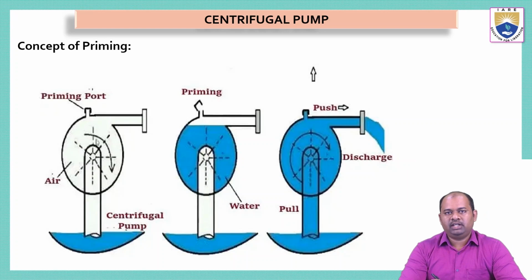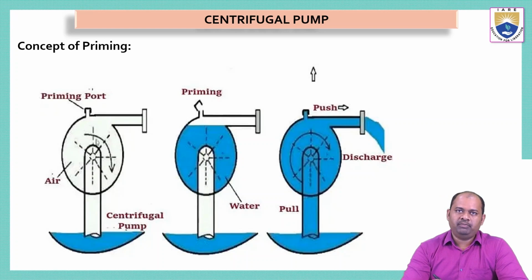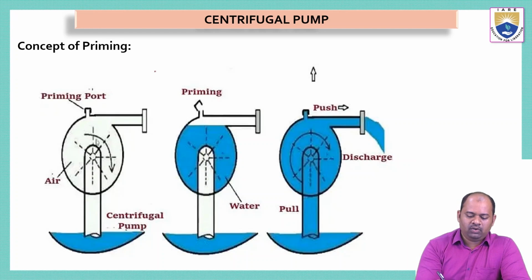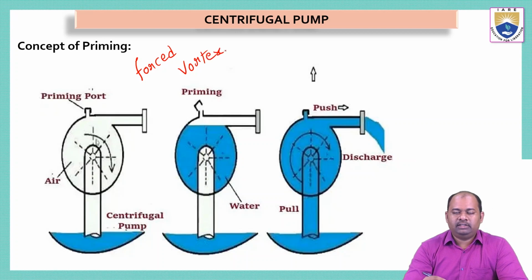Now we will try to understand the concept of priming. So priming is a concept where we try to create a forced vortex. When we are trying to start a centrifugal pump, we need a forced vortex to be created inside the casing.